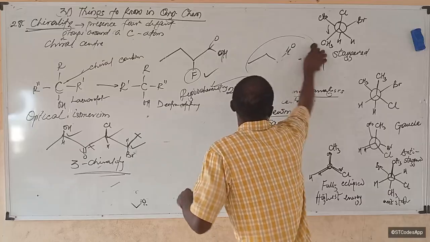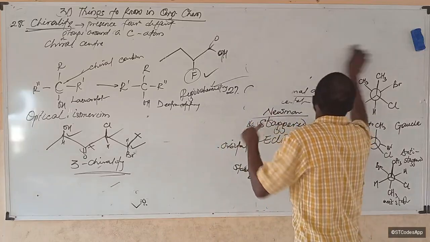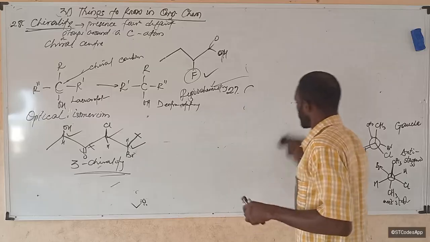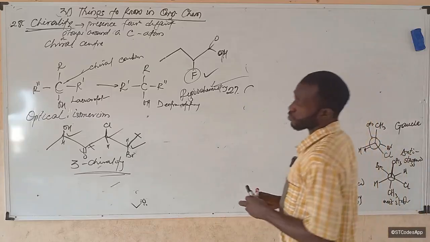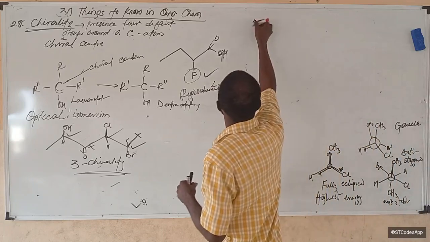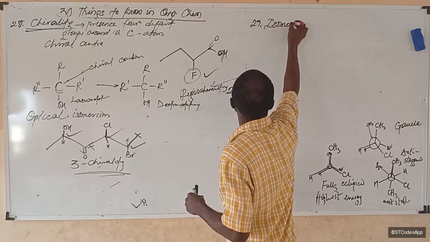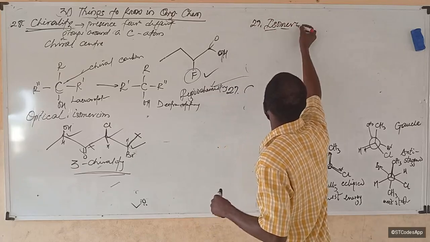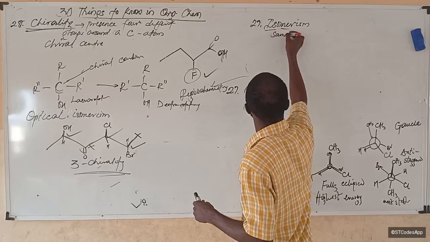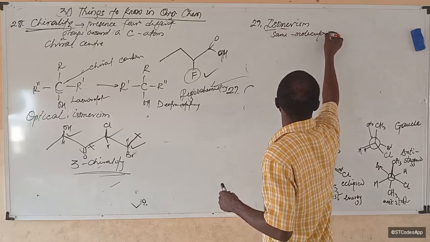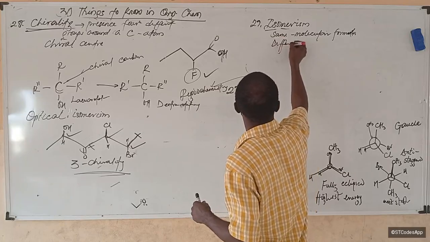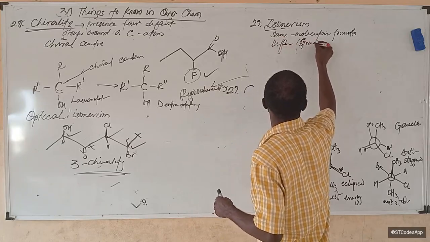Let's look at isomerism quickly. Isomerism is just the existence of 2 molecules with the same molecular formula but different structural formula. The word iso means the same. Mer refers to unit, okay? So similar units. They have the same molecular formula but different structural formula.